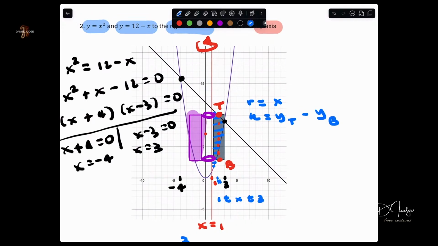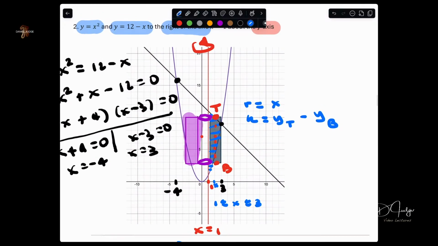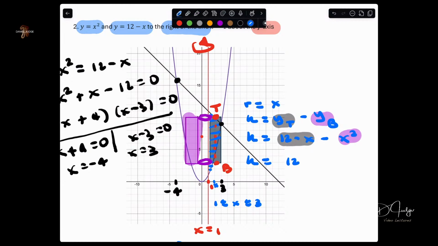The top curve is the line. So this is going to be 12 minus x, and the bottom curve is x squared. So I need to do the top minus the bottom. So the line was black, okay, and then purple looks like it's the quadratic. So you're going to end up now with the height being simply 12 minus x squared now.